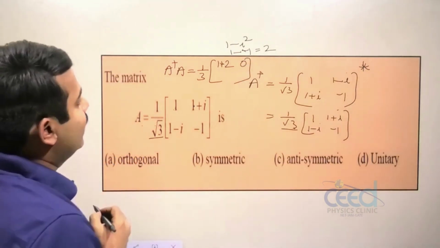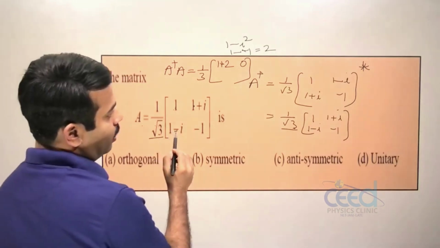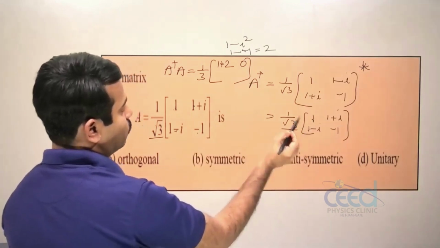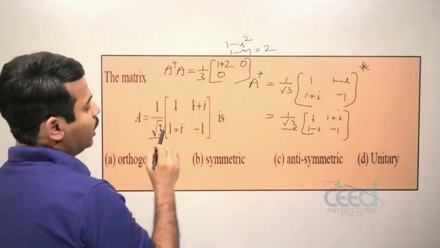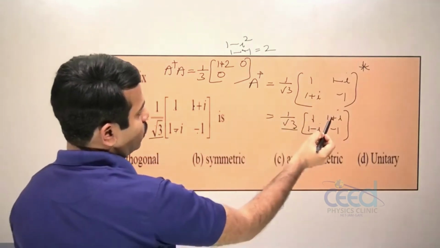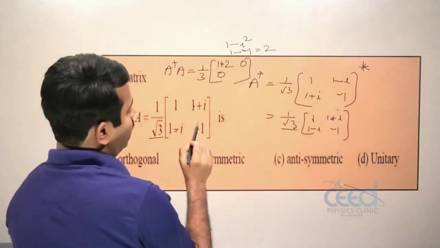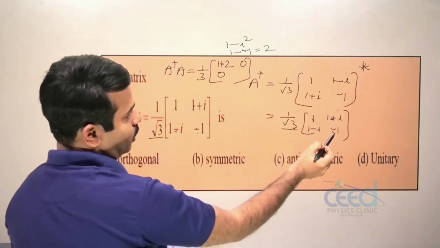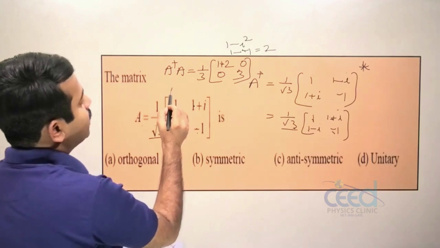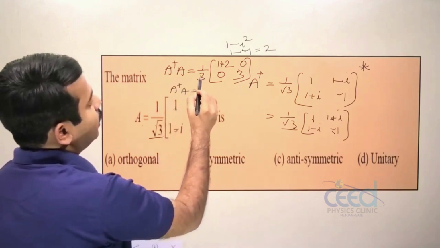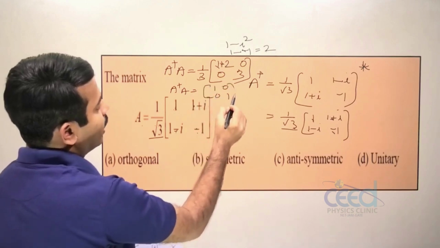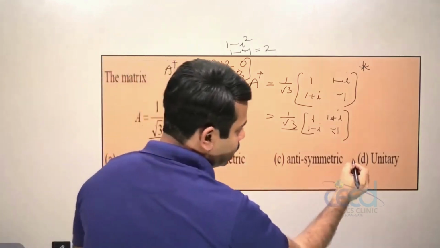0, right? Next 1 minus I into 1, that is 1 minus I. 1 minus I into minus 1, that is minus 1 plus I, then that is 0, right? Now 1 minus I into 1 plus I, that is 1 square minus I square, that is again 2, and minus 1 into minus 1, that is plus 1, then 2 plus 1, that is 3 again, right? Now A dagger A is equal to, see this is 3, then 3 by 3, that is 1, so this is equal to 1, 0, 0, 1, right? So this is equal to I, so this option is correct, right?